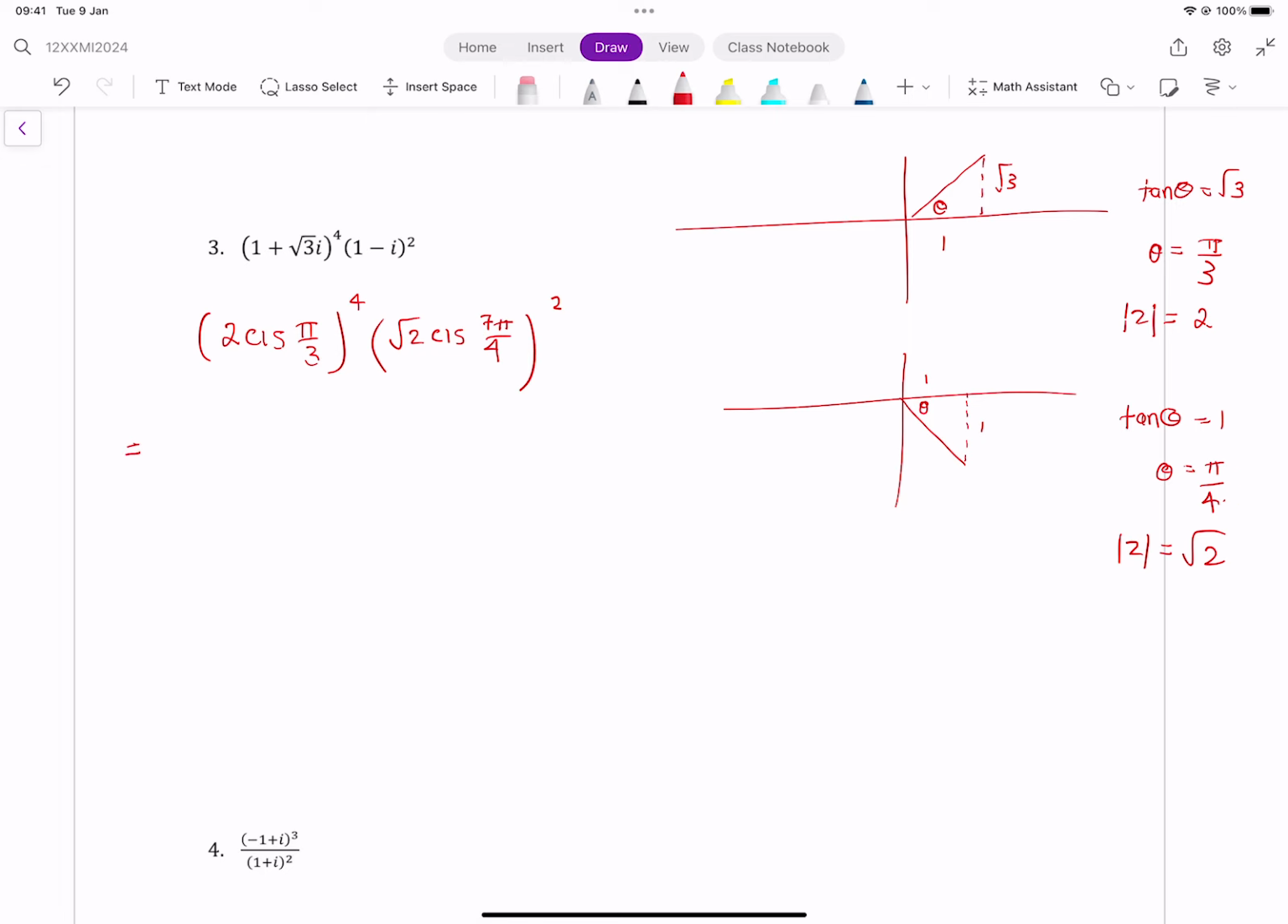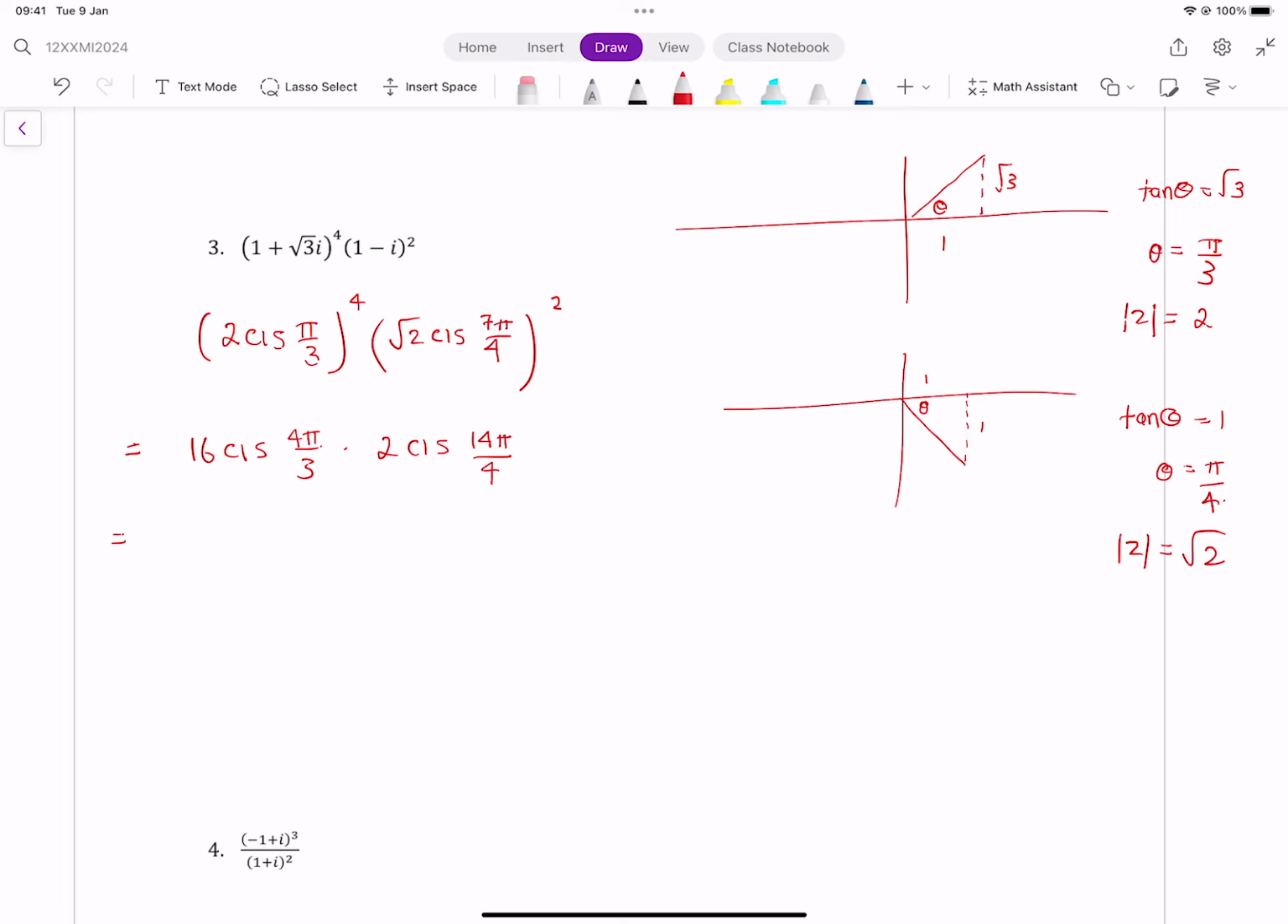Now we can apply de Moivre's theorem. So we raise 2 to the power of 4 and get 16. Cis of pi on 3 times 4 is 4 pi on 3. Multiplied, root 2 squared is 2. Cis of 14 pi on 4.